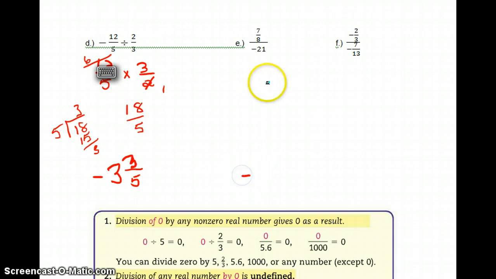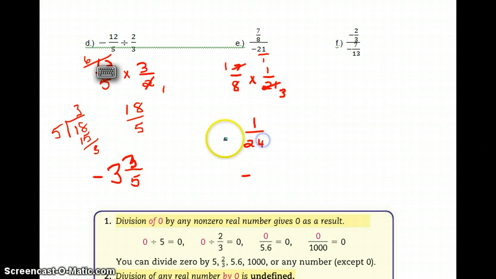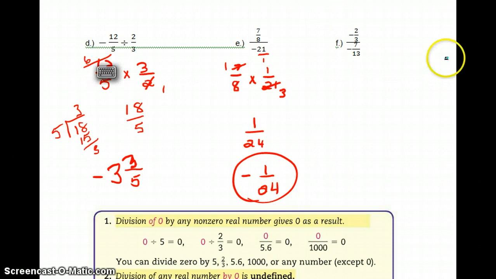For the next problem, we have a positive divided by a negative. Our answer will be negative. So we're going to keep our first fraction the same, change division to multiplication, and then we have originally 21/1. So we're going to turn that into 1/21. We can cross cancel. 7 will become 1, 21 will become 3, and then we can straight multiply. 1 by 1 is 1, 8 times 3 is 24, and then we just want to put that down there with our negative, and we have negative 1/24.